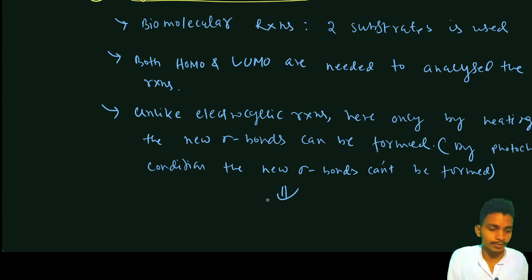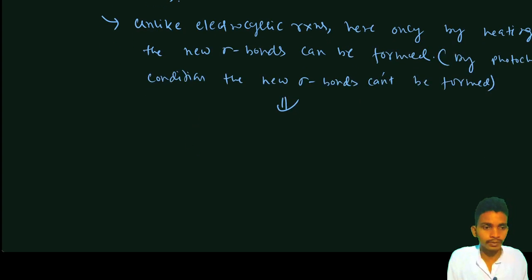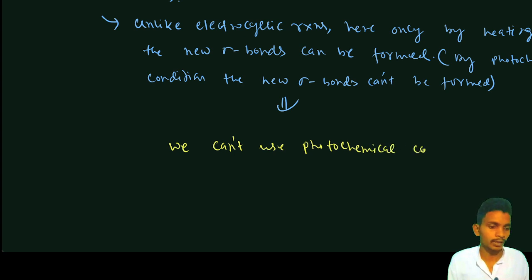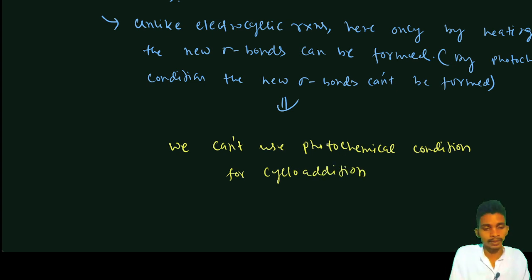That means we can't use photochemical conditions for cycloaddition reactions. Why? We will discuss that as we proceed with these topics. So these are the basic differences between electrocyclic reactions and cycloaddition reactions.